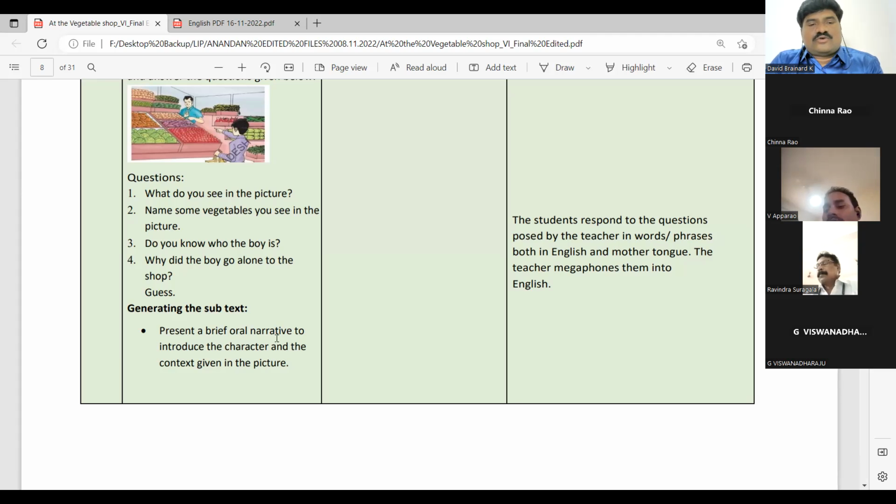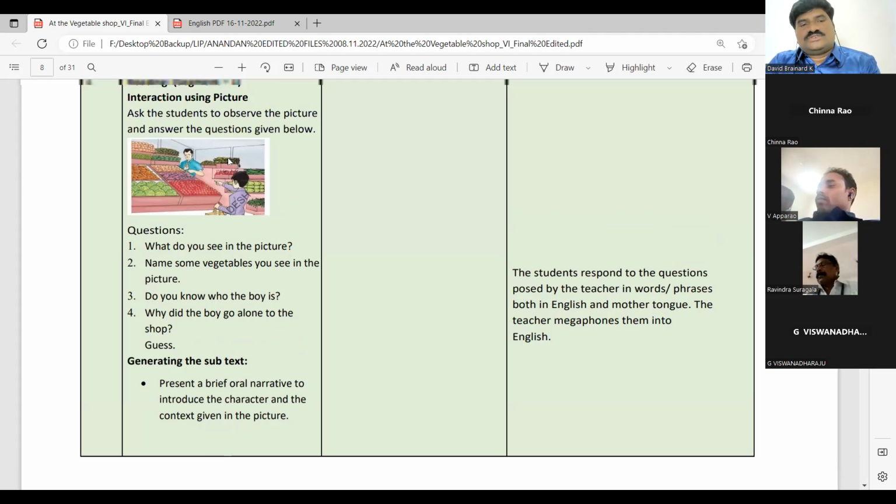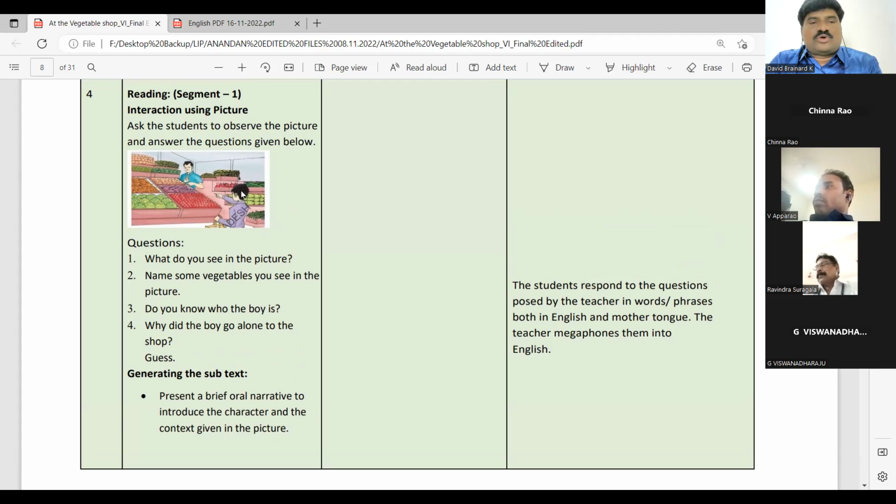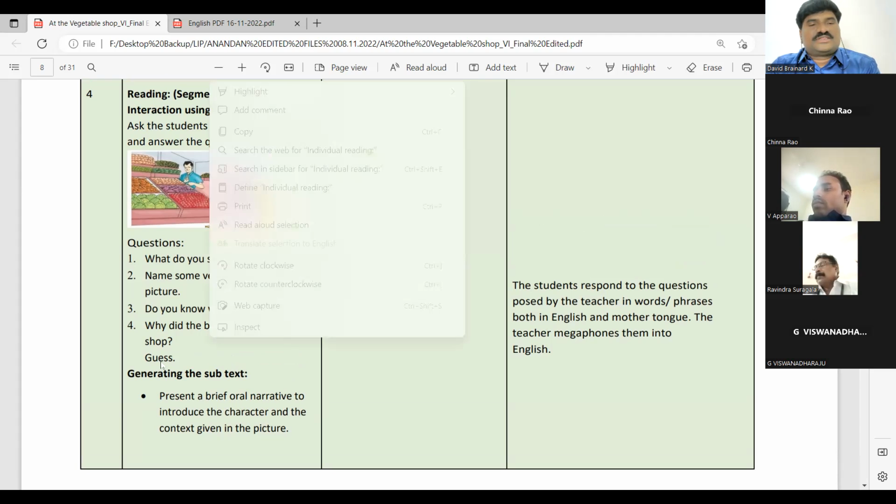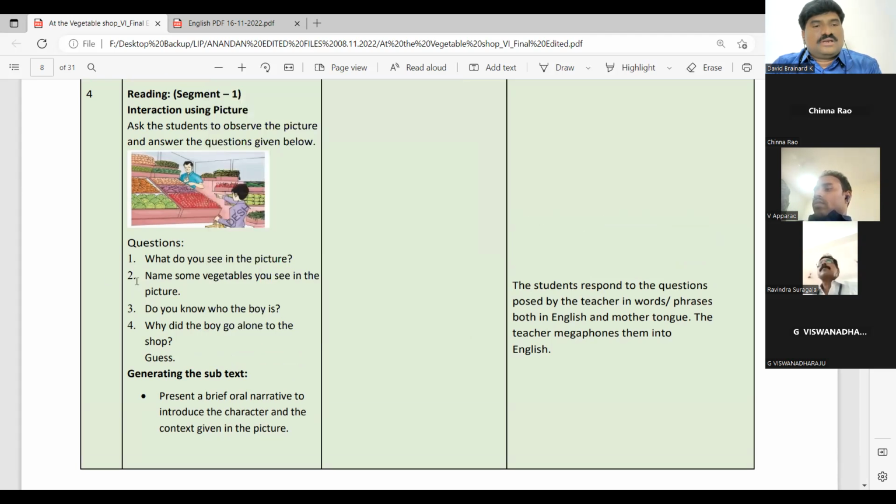So present a brief oral narrative to introduce the character and context given in the picture. Who is there in the picture? Why did this boy come there? What is he asking? Guess. So all these guesses happened, and we got some words. We got some lines, a few sentences or phrases. It may happen even in Telugu, in our mother tongue. Later we can convert them into English.